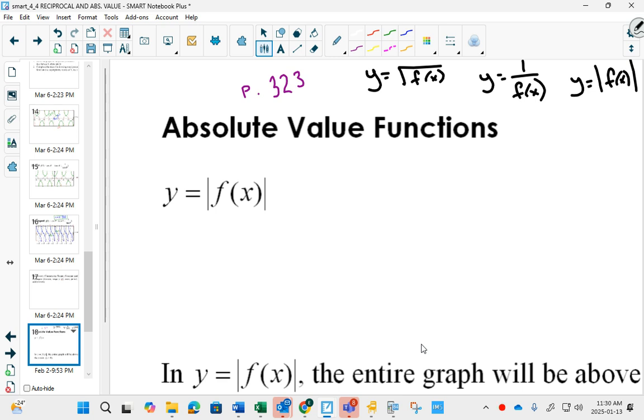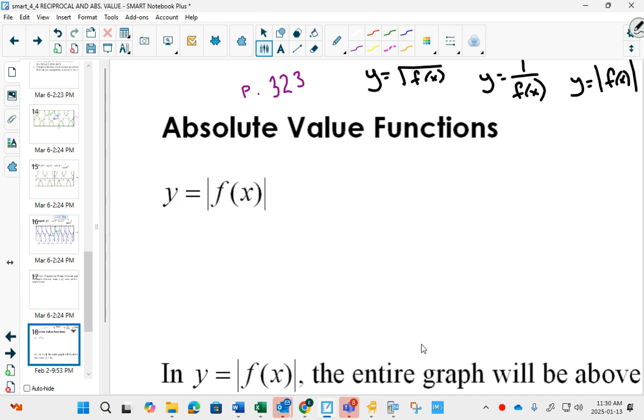So these really could have been their own unit. We put the square root in chapter 2, and we're putting the 1 over f of x and absolute value of f of x in chapter 4. But they're very connected to each other. Okay?